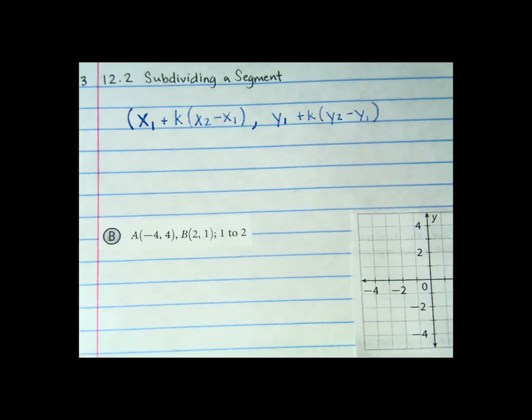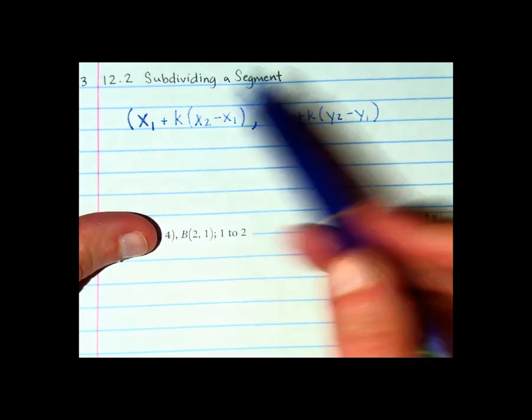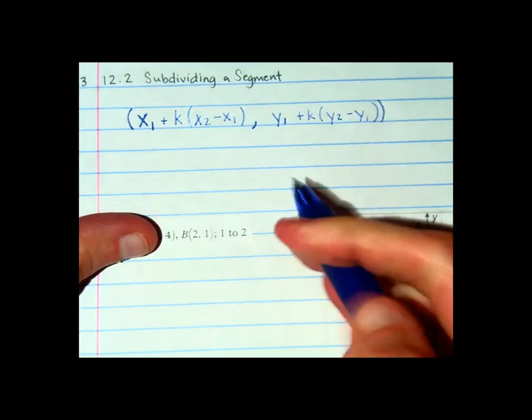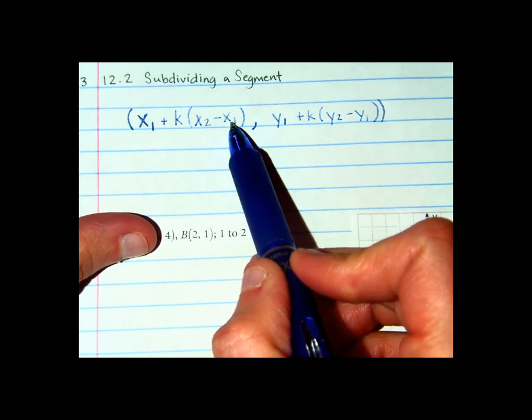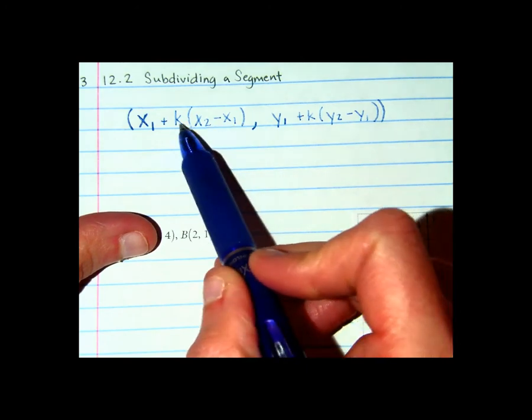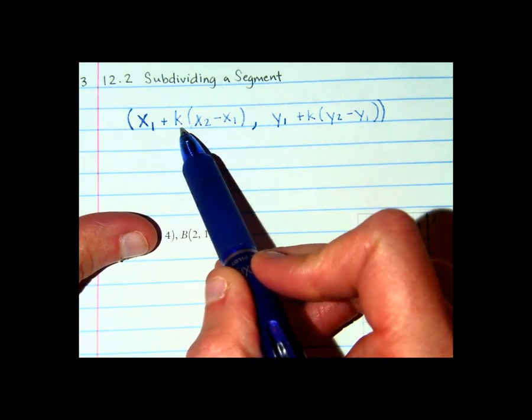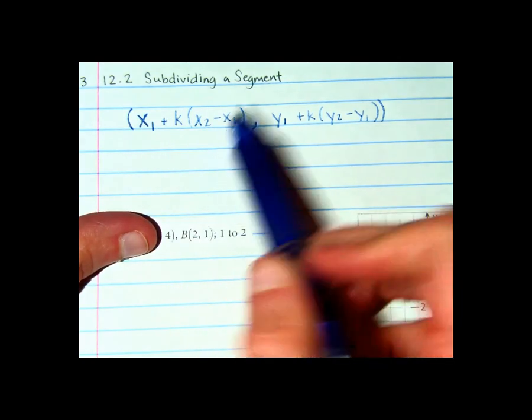It's what I said a second ago, though. You take the biggest one and subtract the smaller one. So a second ago we did, was it 44 minus 14? We then multiplied it by the fraction, which is what k is, and then we added it to the beginning value. That's what this formula is saying.